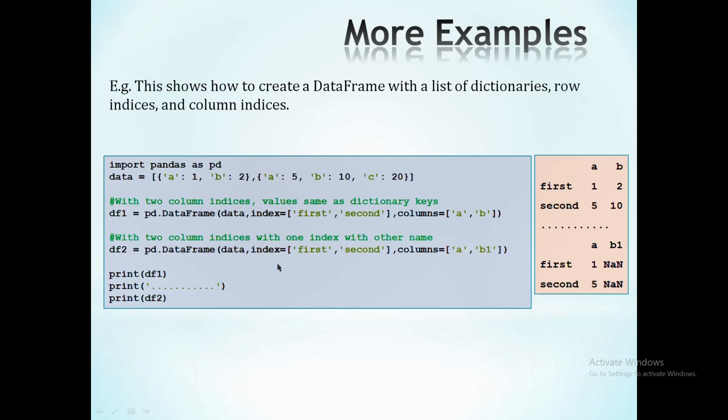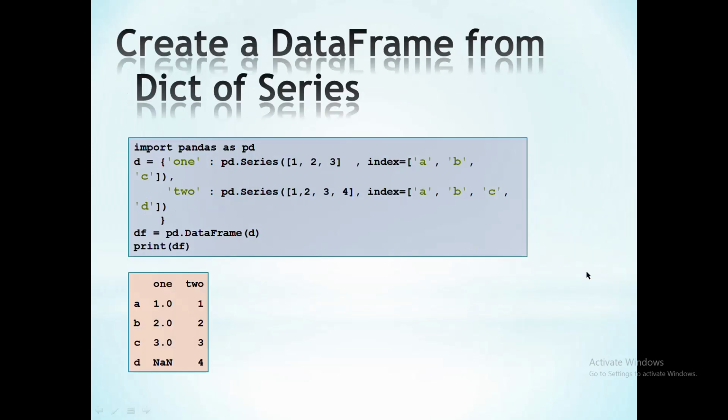In the second example, I am creating first and second as the row index, and the column index will be A and B1. When B1 is not available inside the existing dictionary, it automatically shows NaN, not a number. Here we have B only, we do not have B1, so automatically it shows not a number.